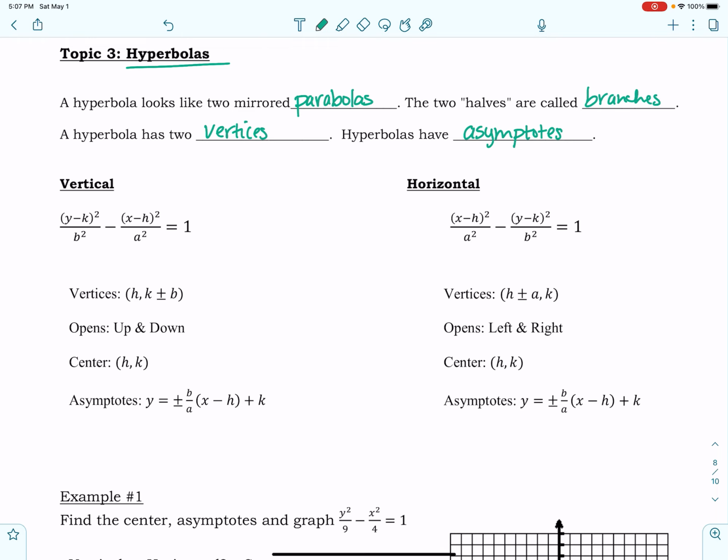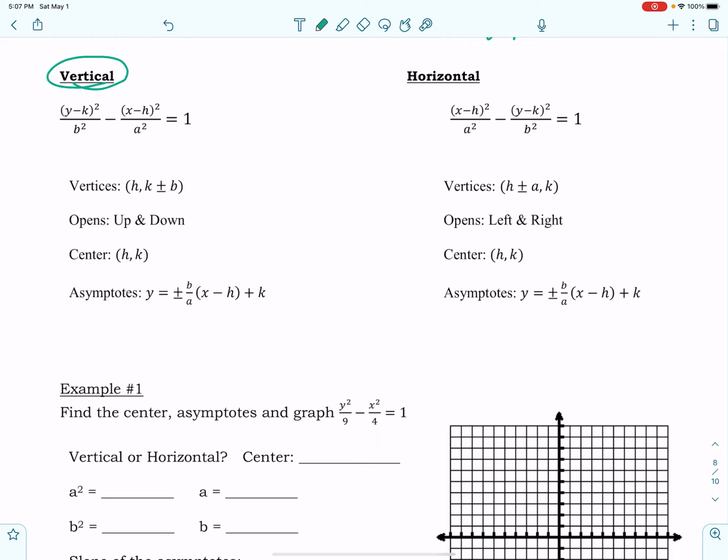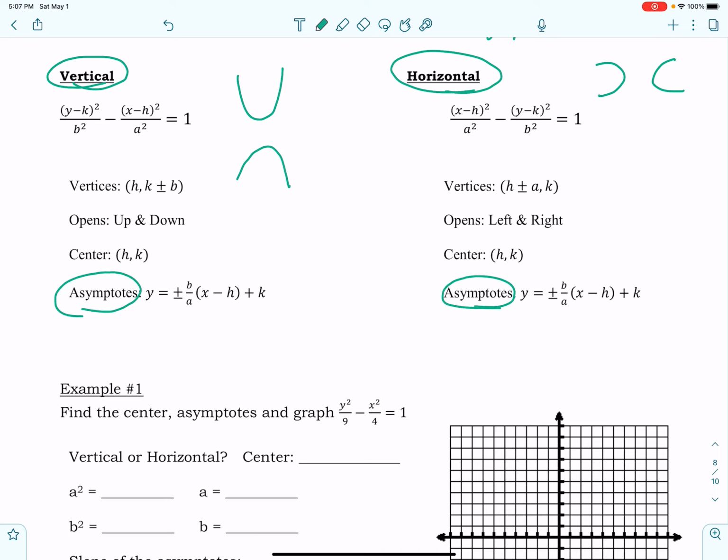Okay, so when we talk about the types of hyperbolas, just like ellipses, we have vertical and horizontal hyperbolas. So a vertical hyperbola will look like this, and a horizontal hyperbola will look like this. Now, the reason we have asymptotes for hyperbolas is that they do this, okay? They guide how wide our hyperbolas are going to open. So that's why we need asymptotes for these.